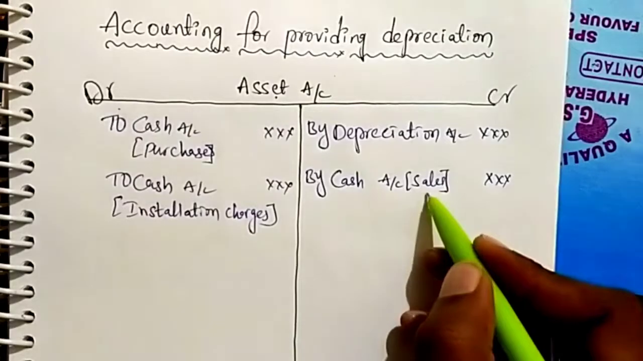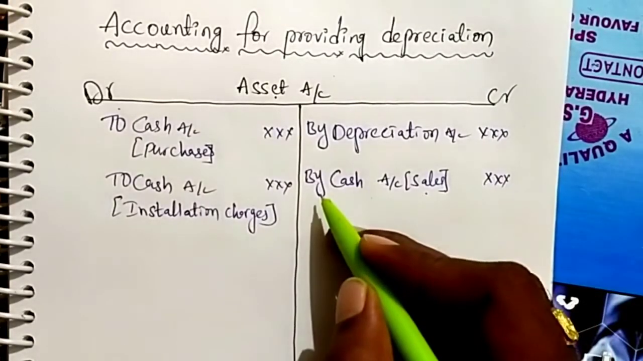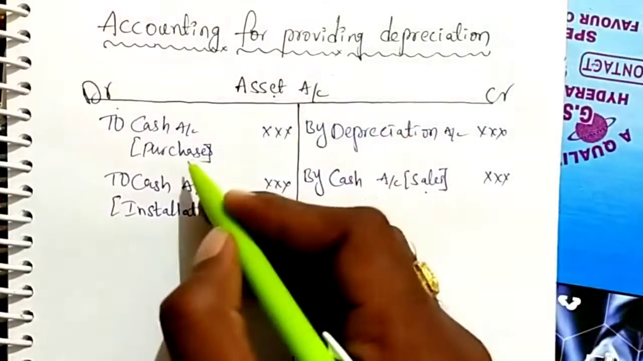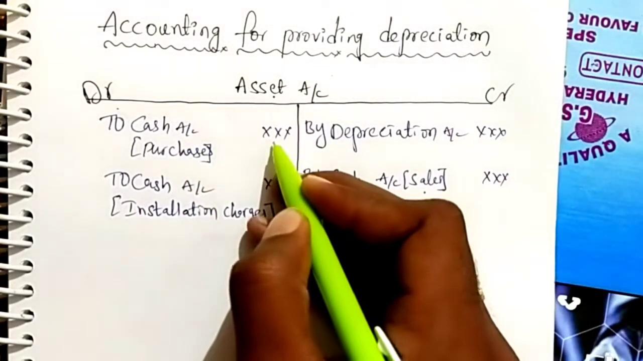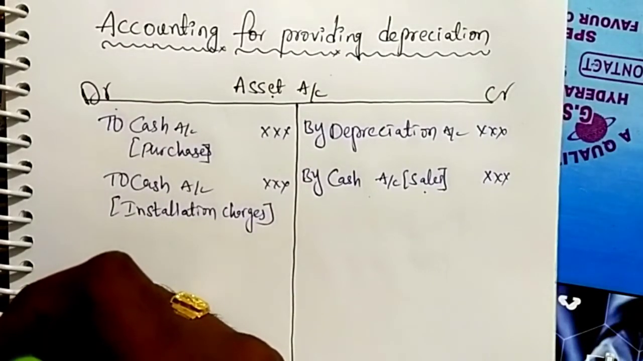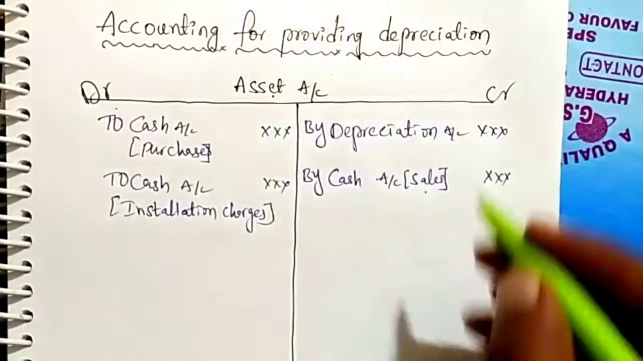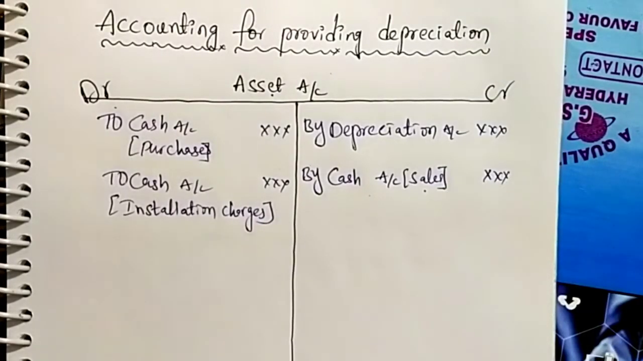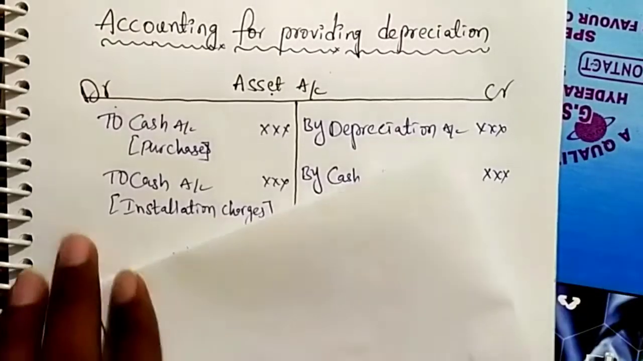See this, at the time of sale of asset, cash comes into the business but asset goes out. At the time of purchase of asset, cash goes out but one asset comes into the business. Next, at the time of sale of asset, there may be a profit or loss. So that is what we have to calculate.